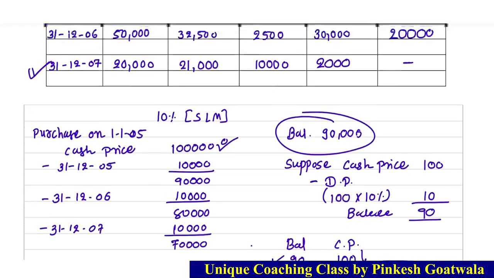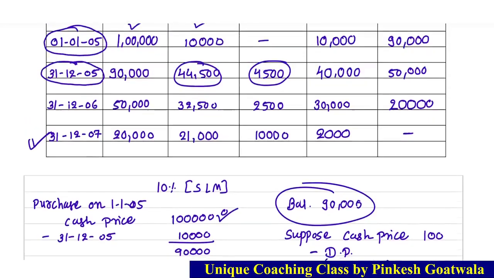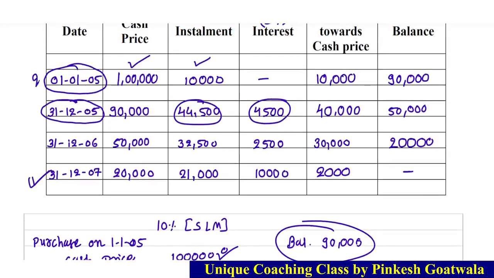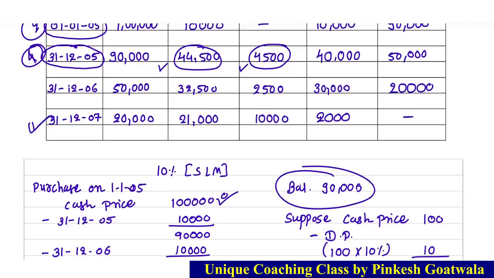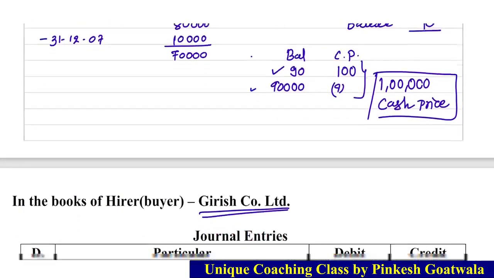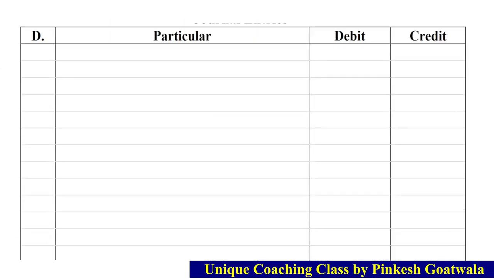So we have to write first 6 journal. For the first year, here 2 and here 4 journal. Which 4 journal will come? Installment, interest, depreciation, and transfer that depreciation and interest to P&L. So let's write that 6 journal.